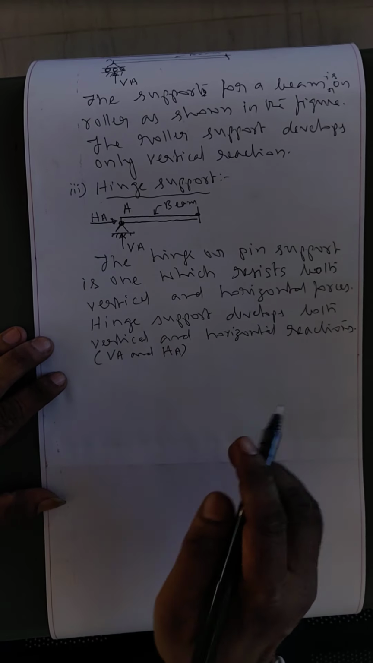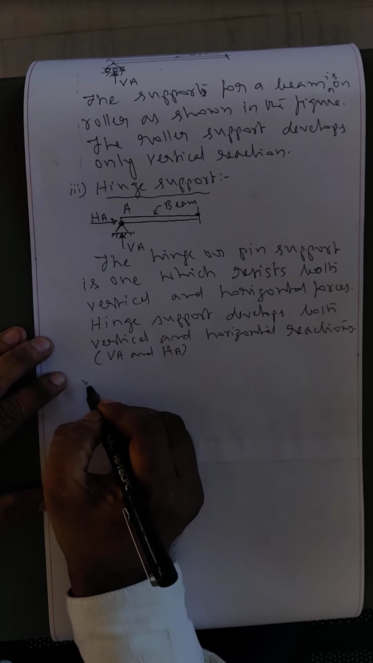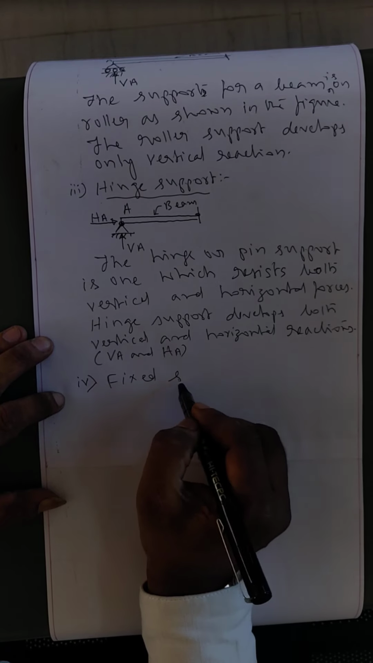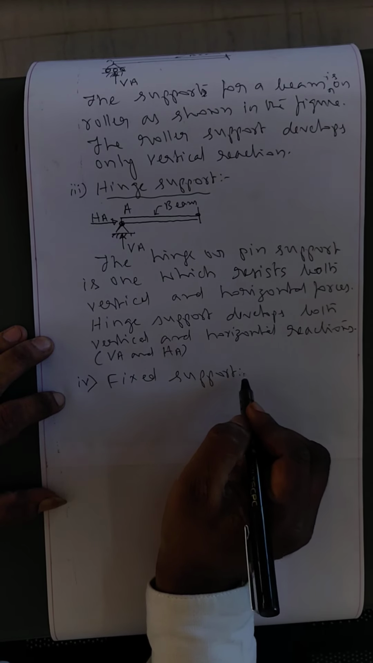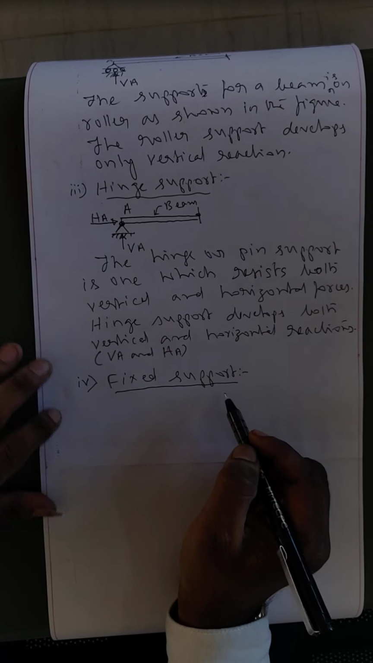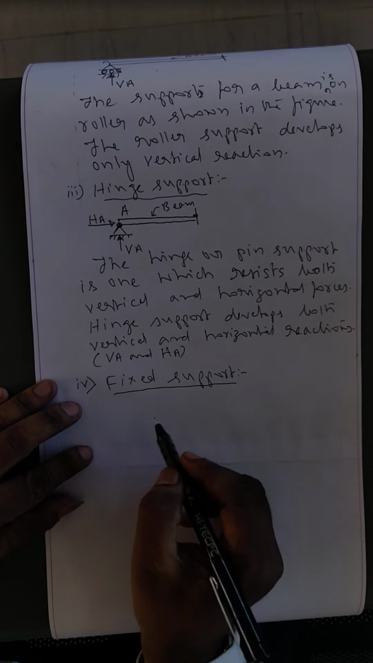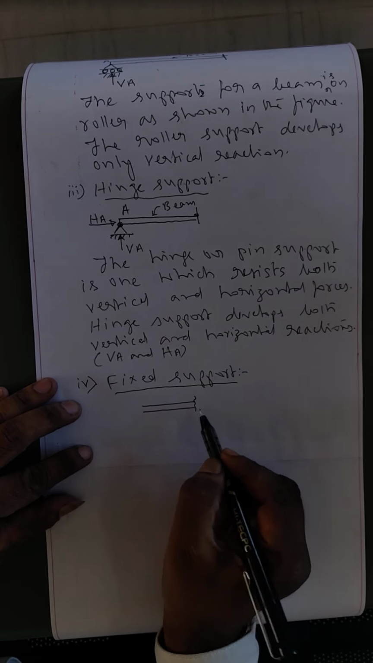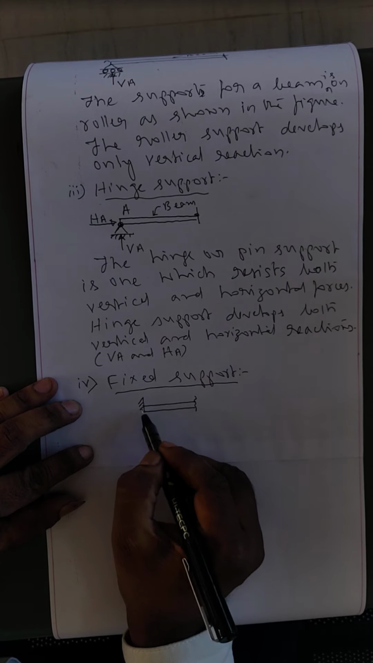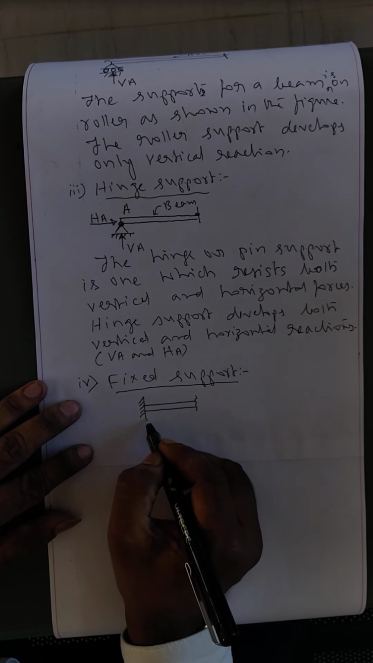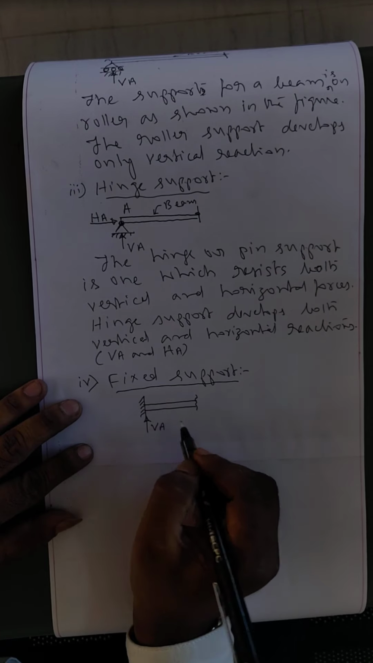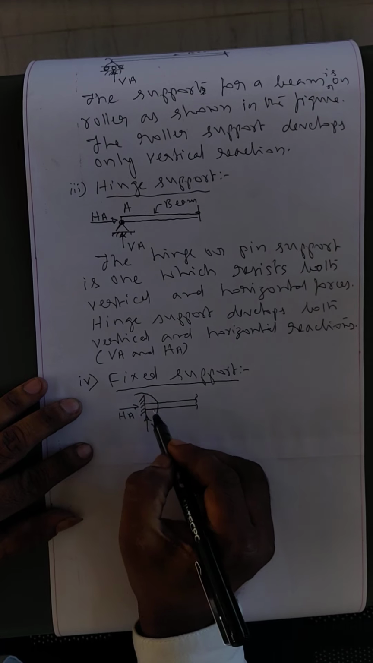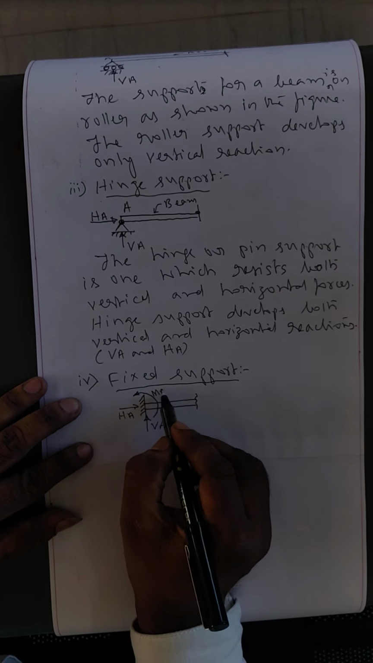The next support is fixed support. The fourth one is fixed support. I will draw the figure for this fixed support. This is the beam. I will show the cut section. The representation of the fixed support is like this. This fixed support will develop vertical reaction, horizontal reaction, as well as reaction for rotation, that is MA, moment.